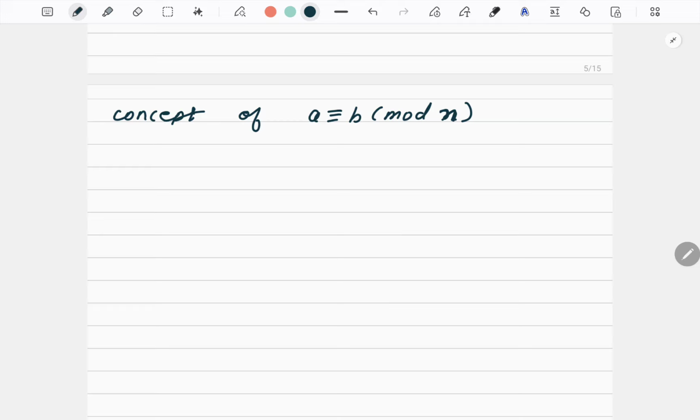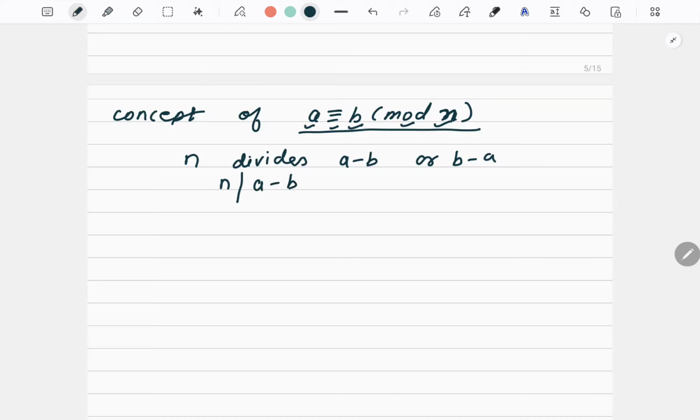What is the meaning of A congruent B mod n? This expression is read like this: A congruent B mod n. The meaning says that n divides A minus B or B minus A. And the way to write it in mathematics is n divides A minus B or n divides B minus A. That is the main concept.